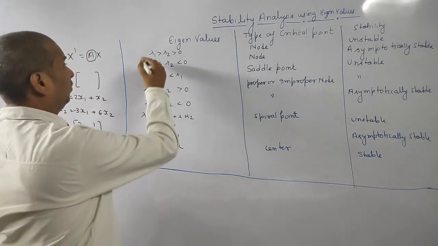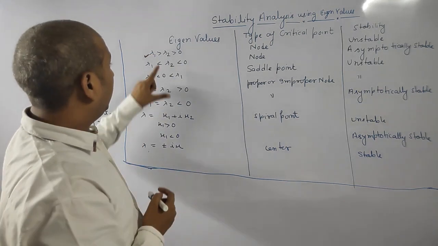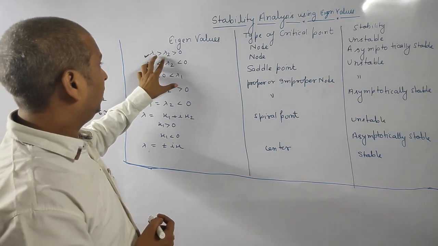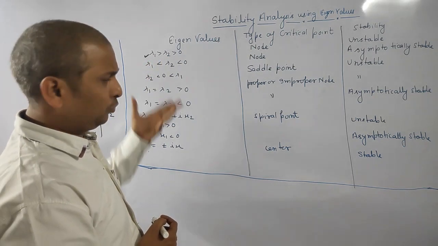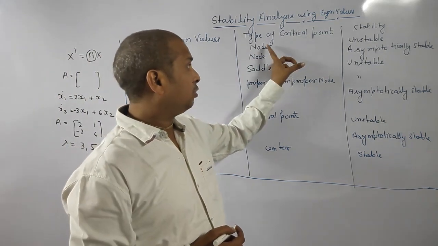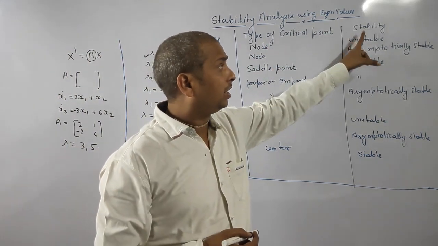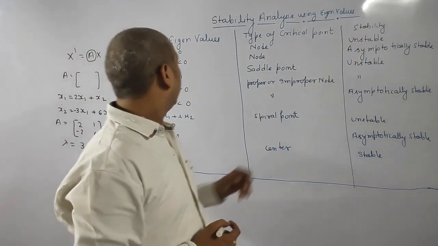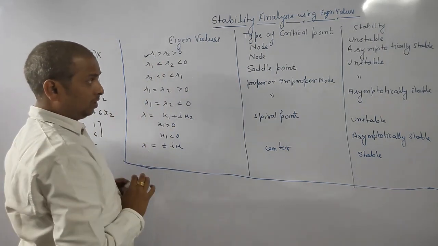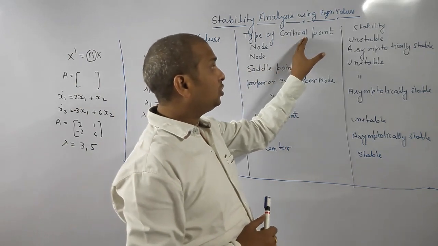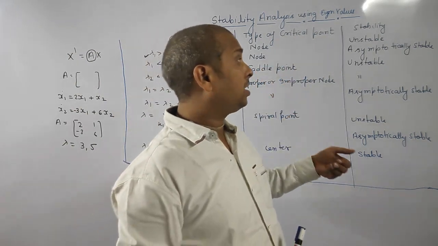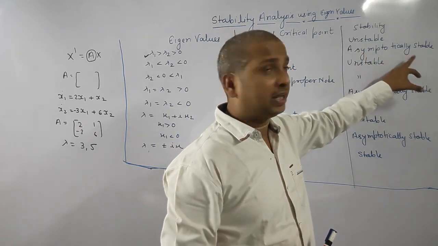So when lambda 1 and lambda 2, both eigenvalues, are positive, and lambda 1 is greater than lambda 2, or you can choose any order, then what is the nature of the critical point? It's a node. And what is the stability? It's unstable. If lambda 1 and lambda 2 both are negative, then again what is the nature of the critical point? It's a node, and is it stable or unstable? It's asymptotically stable.